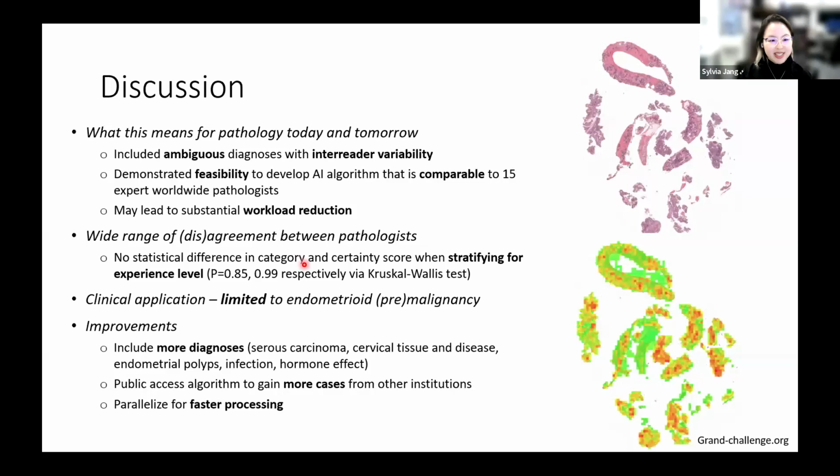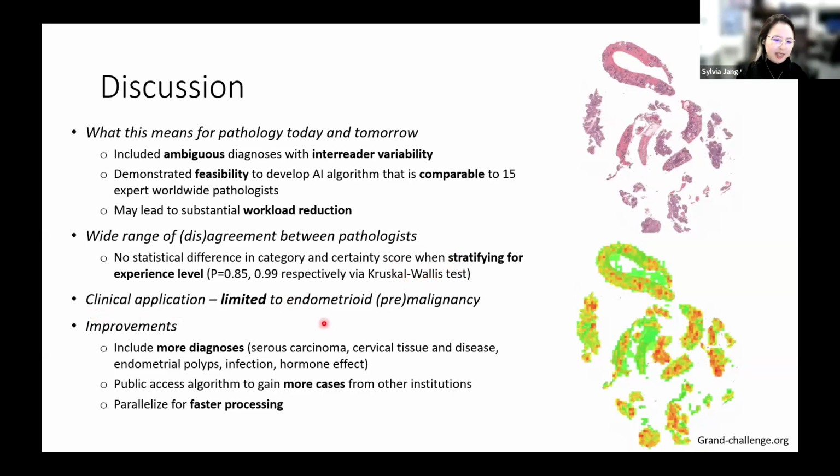They did stratify for pathologist experience level. They didn't show the granularity of this data, but they said that when they stratified for that, they didn't find any significant difference. So maybe there is more agreement the more experienced you are, or based on your experience level.